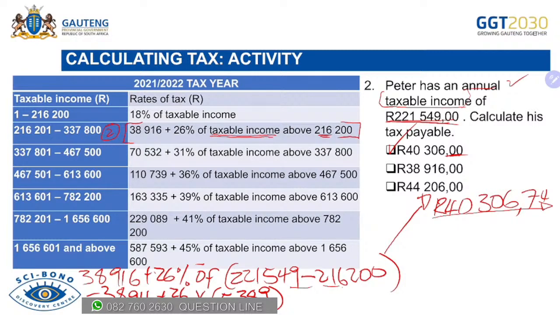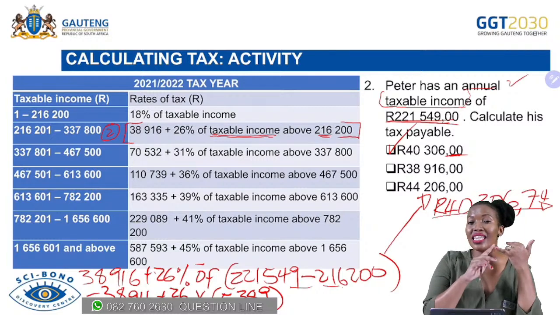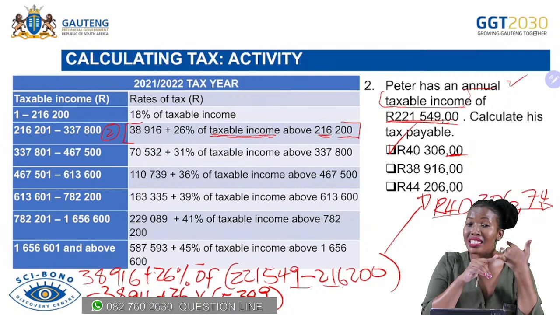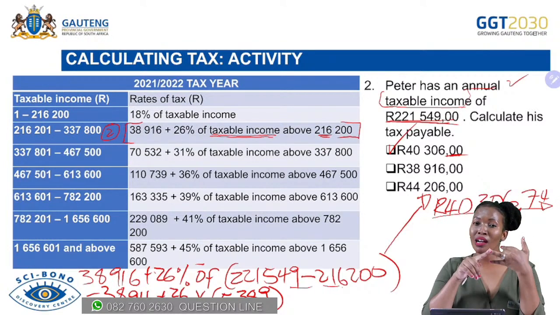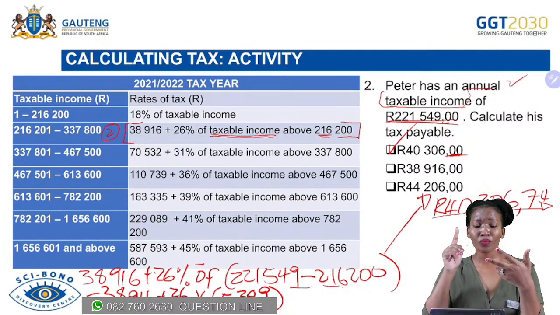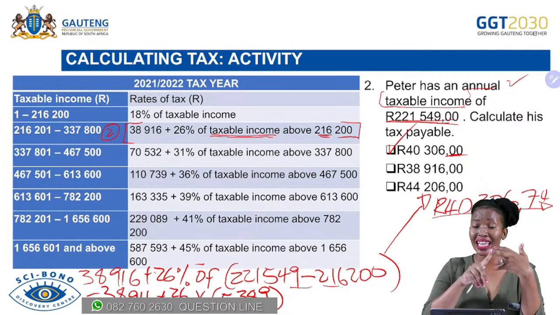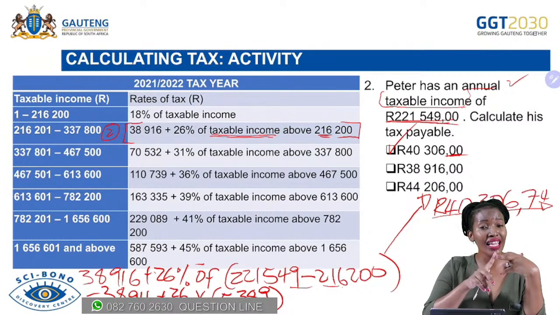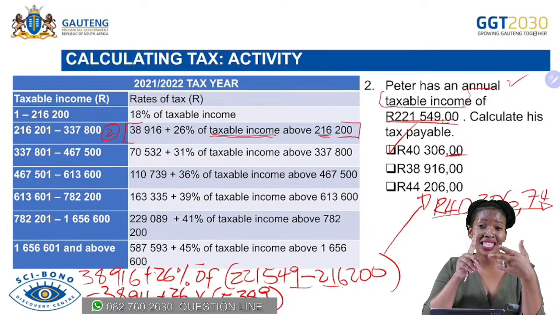Guys, this is just the basics of taxation. This is just the foundation. There are still so many aspects of taxation that we are going to discuss. We're still going to talk about the tax rebates. What are they? You must understand them. We are still going to talk about the tax threshold. We are still going to talk about the medical aid tax credits. What are they? How to calculate them? And how do they benefit the taxpayers?